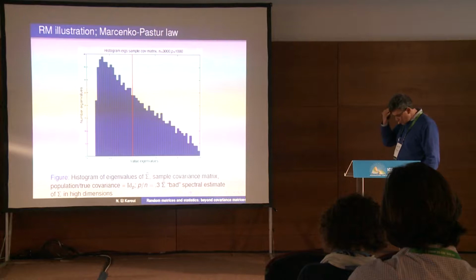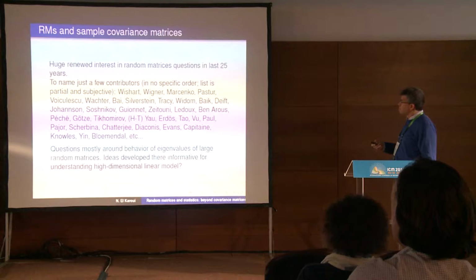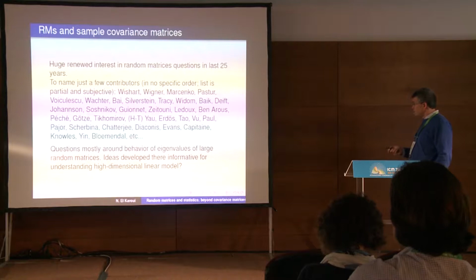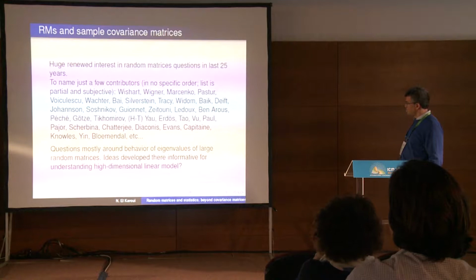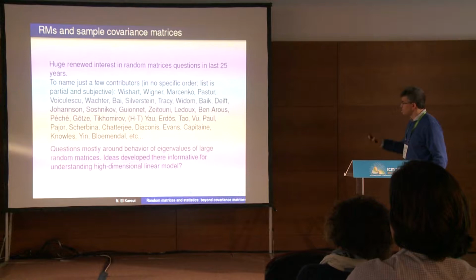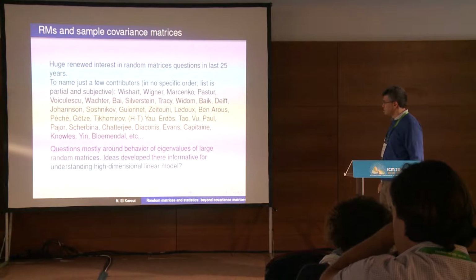Of course, there has been huge interest in random matrices in statistics for almost 90 years. The Wishart paper, I think, is 1928. And there's been a lot of renewed interest in the last 25 years, maybe especially following the work of Tracy-Widom, Baik, Ben Arous, Péché and Johansson at the edge. This is a small sample of wonderful papers written by wonderful people. It's subjective, but that's what influenced me.